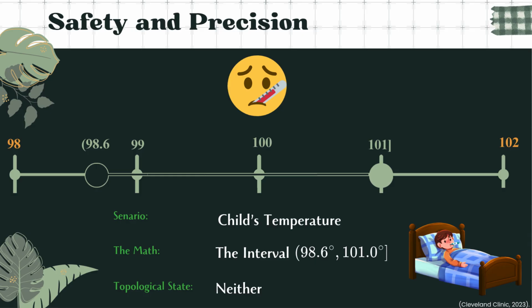Consider a completely different situation, a child's temperature. Doctors often define a safe range and a range that requires concern. Suddenly, boundaries matter again. Is 101 degrees included? What about 96.7? The answer affects how we classify the situation. Once again, we're thinking about regions, limits, and boundaries.